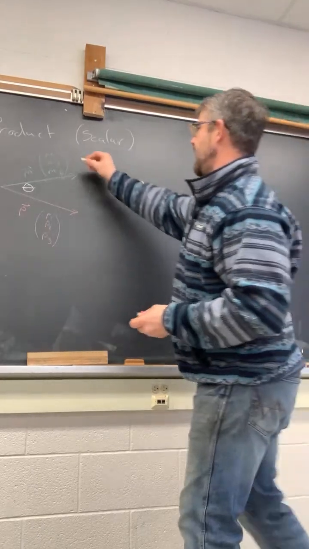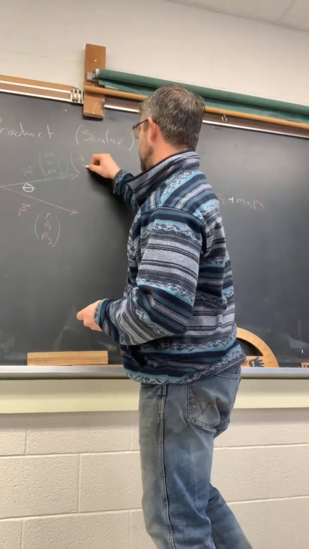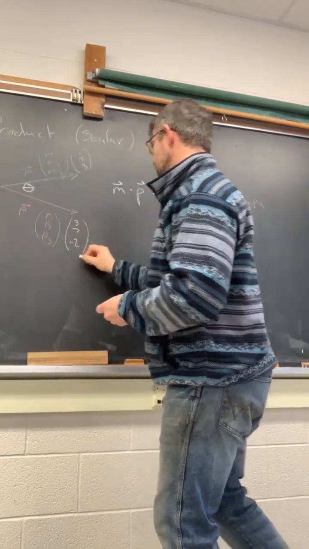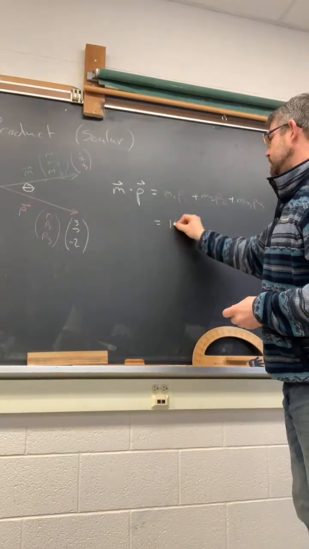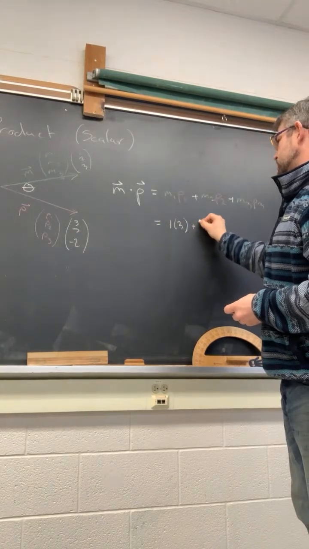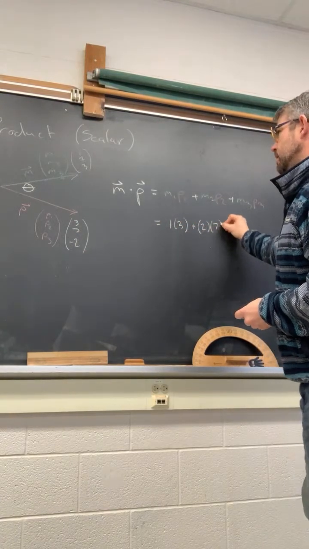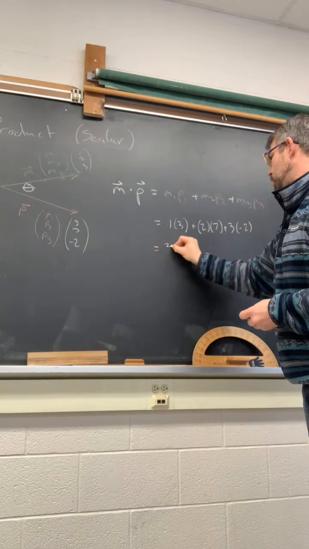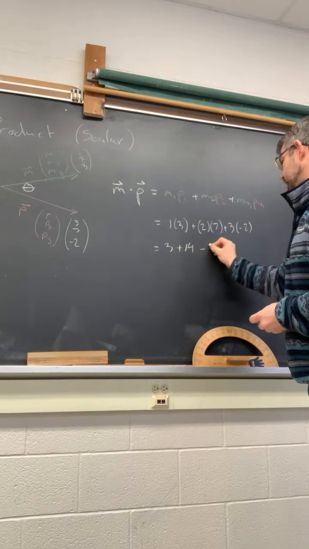So if we said that M was the vector 1, 2, 3, and P was the vector 3, 7, negative 2, then this would work out to be 1 times 3 plus 2 times 7 plus 3 times negative 2, and we would just add all these components together after multiplying.